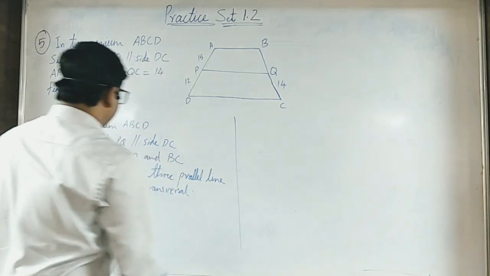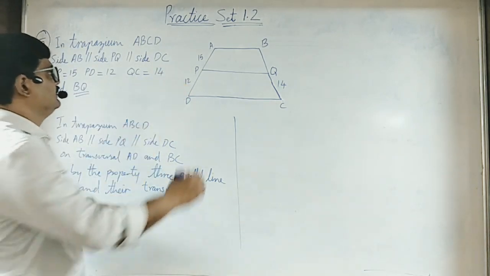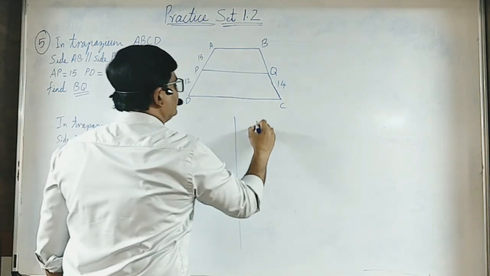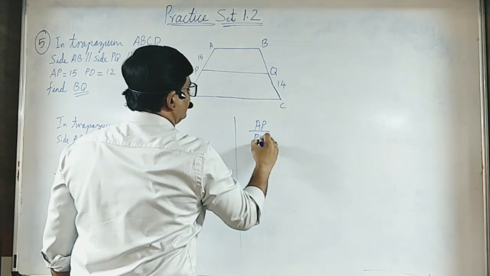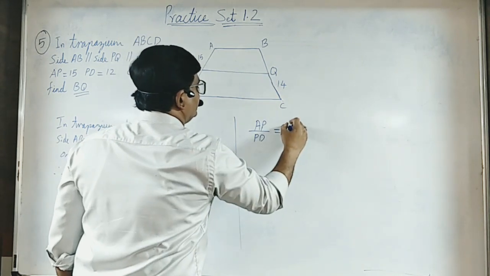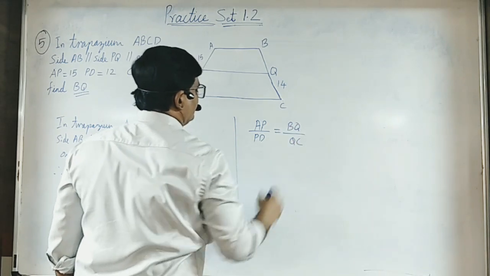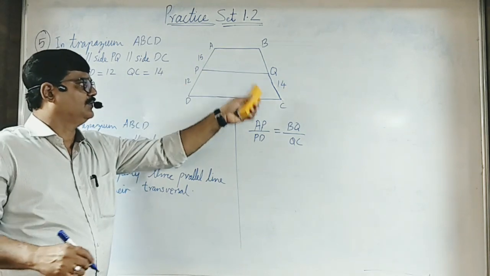And what does that property say? It's very simple. AP upon PD is equal to BQ upon QC. That's the ratio: AP upon PD is equal to BQ upon QC.